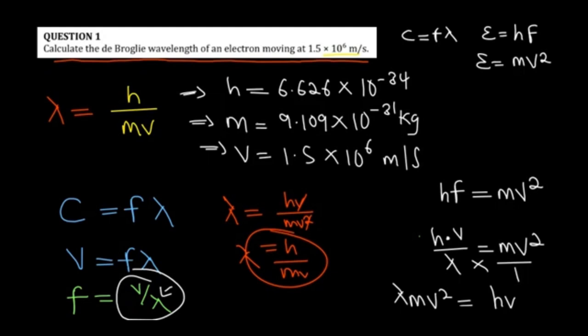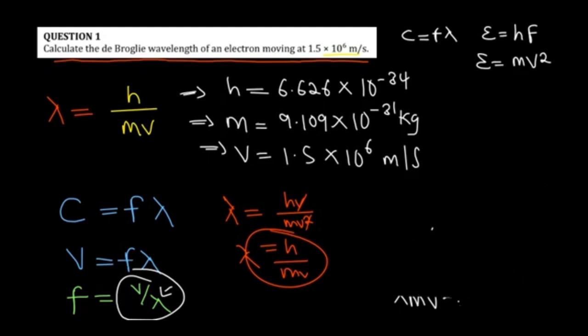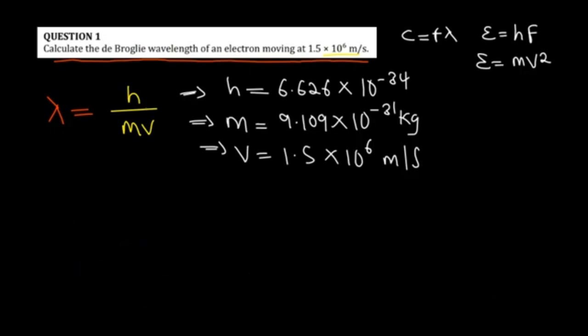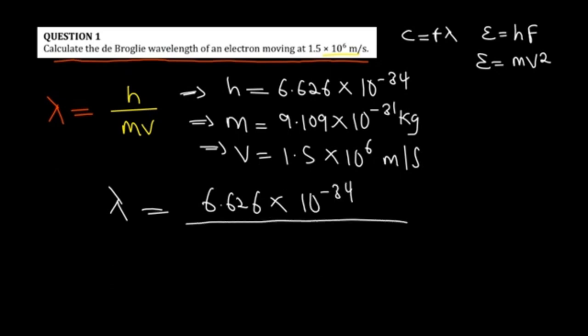So now we know where the formula is coming from, we can easily use it to calculate the wavelength. The wavelength is just equal to the Planck's constant, 6.626 multiplied by 10 to the power minus 34. And then down here, I'm going to put the velocity multiplied by the mass. The mass is well known, so memorize this value. That is 9.109 times 10 to the power minus 31, multiplied by the velocity 1.5 times 10 to the power 6.